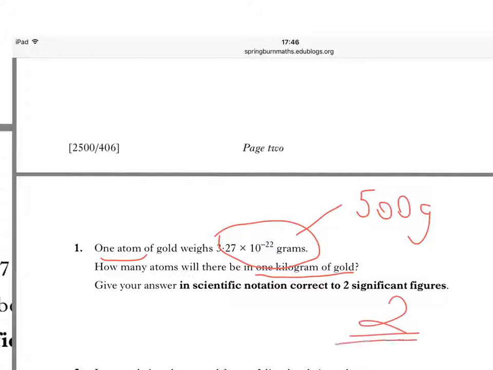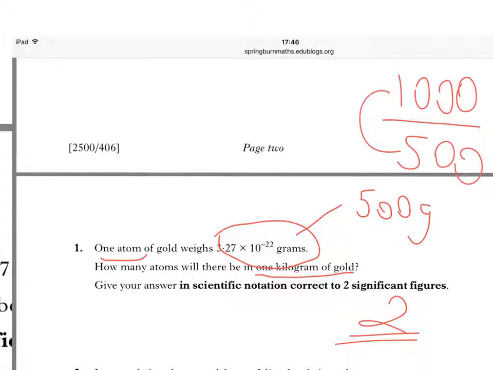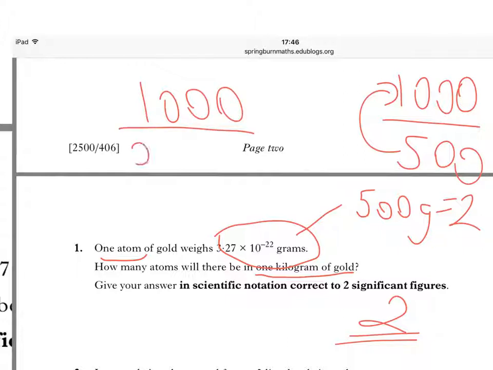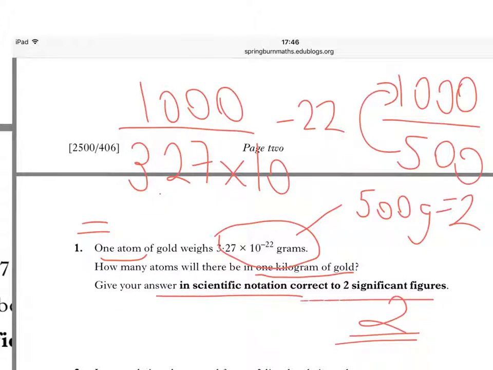Well, I think we would all clearly say that was 2, because it would be 1000 grams, 1 kilogram, divided by 500, that fits in twice. Well, that's the operation then. So it's 1000 divided by 3.27 times 10 to the minus 22. So visualising it with easier numbers can sometimes be useful. So we're given it in scientific notation, correct to two significant figures.